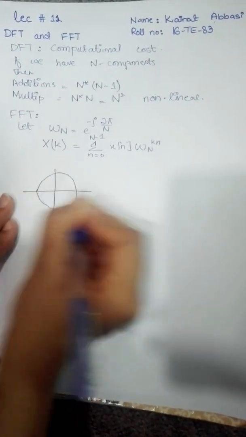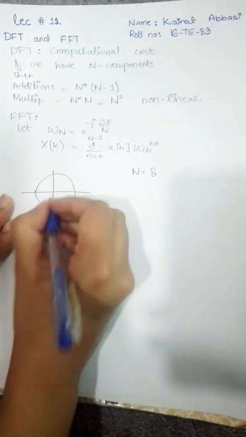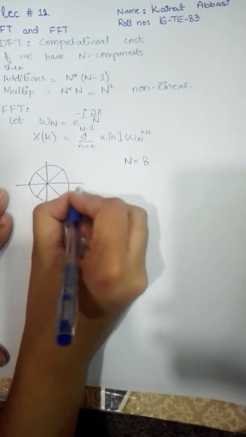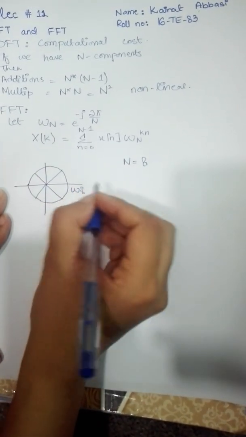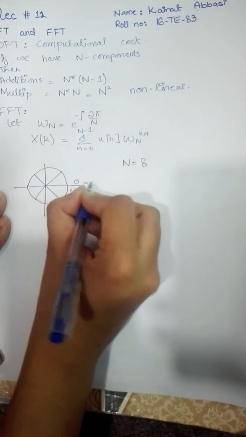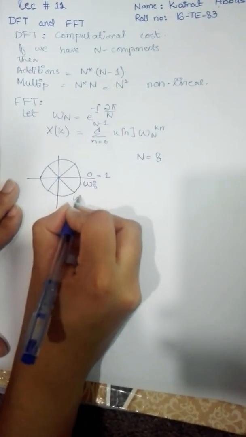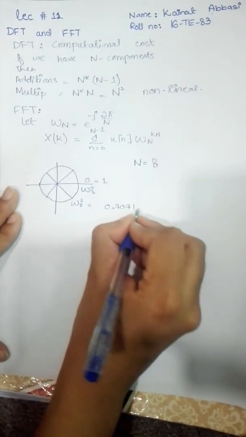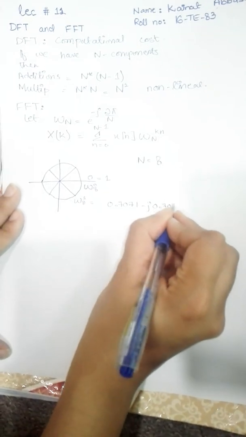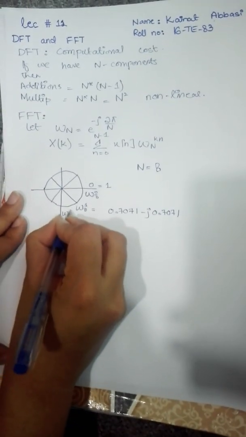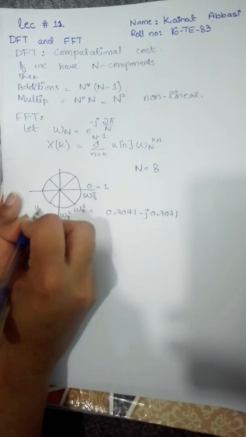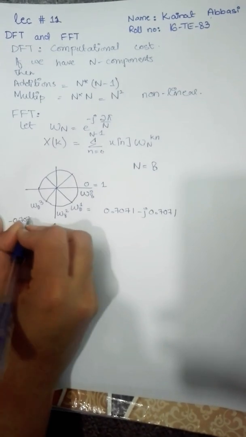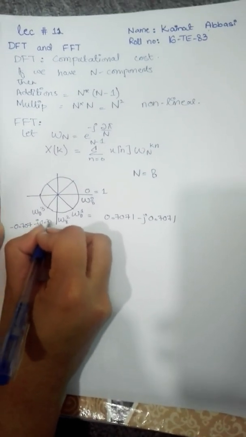Let's say n is equal to 8. Then this circle is decomposed into 8 parts. At W of 8, 0, that is at 0, we will get 1. Similarly, at W of 8, 1, we have 0.7071 minus j of 0.7071. At W of 8, 2, we have minus j. W of 8, 3 is minus 0.707 minus j of 0.707.